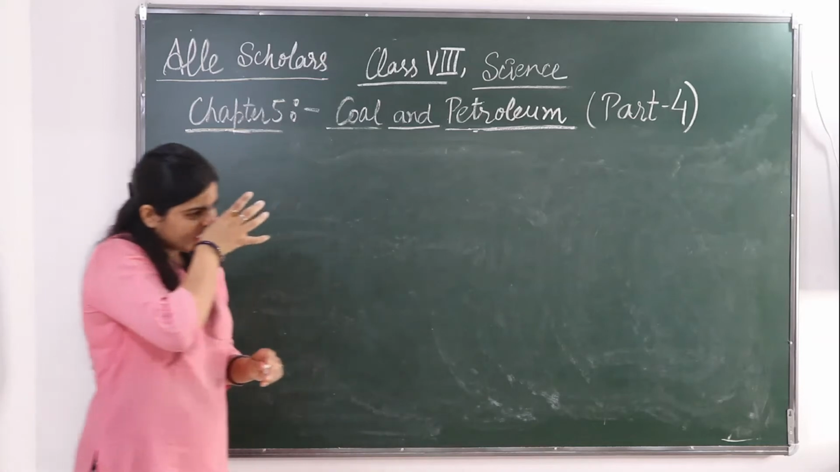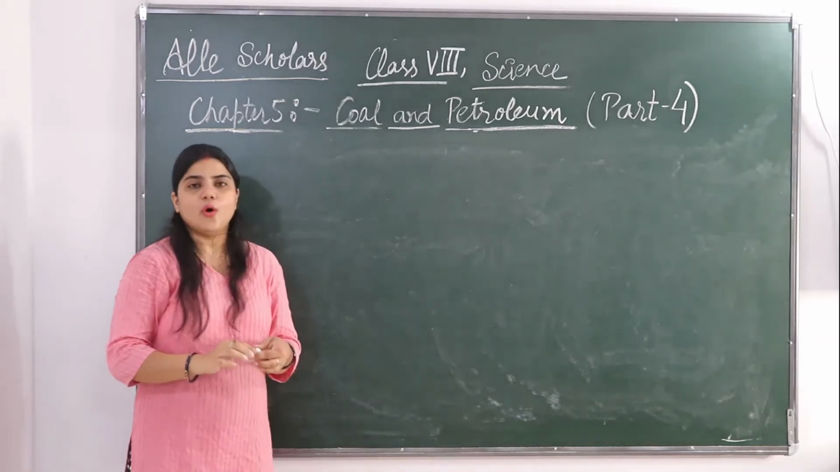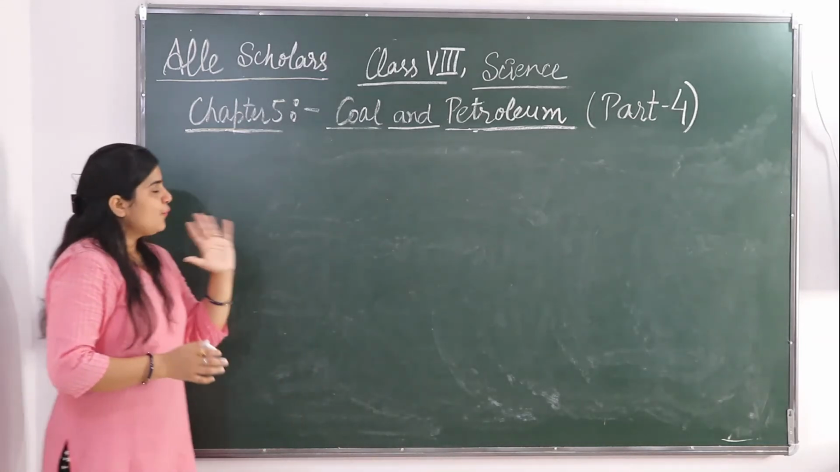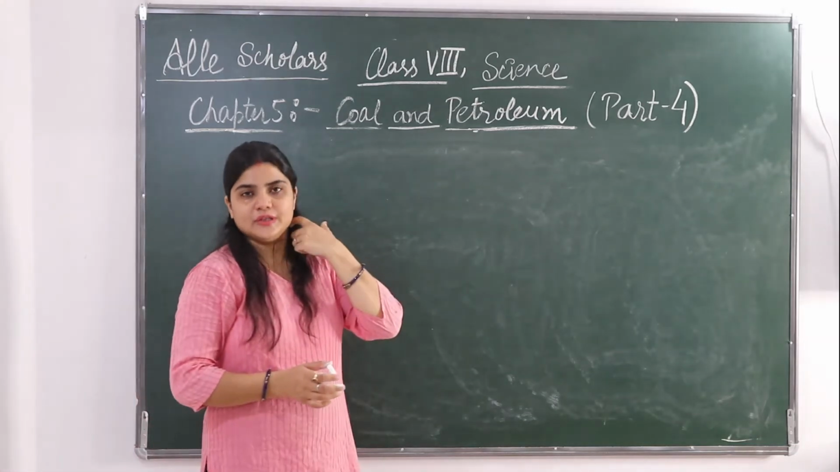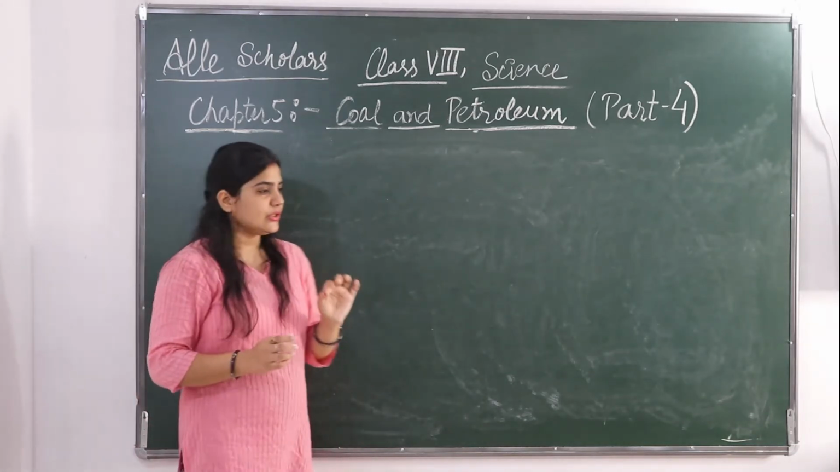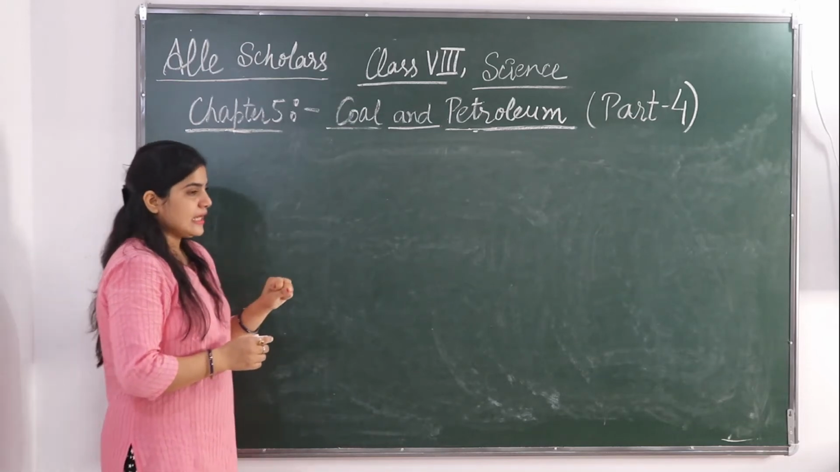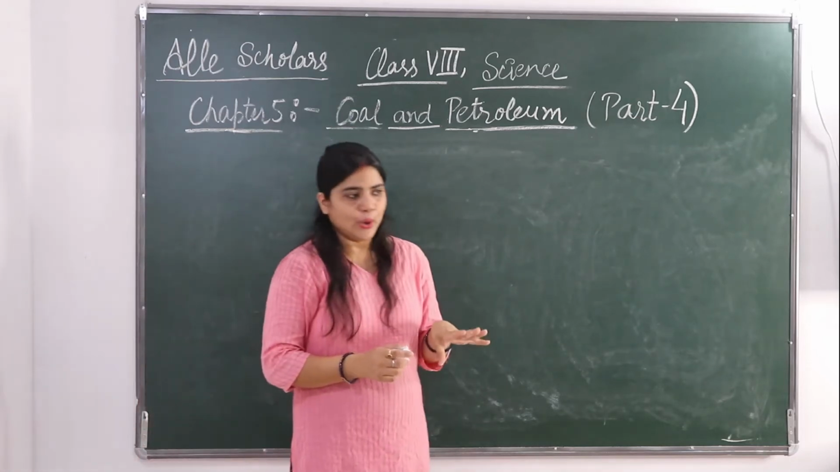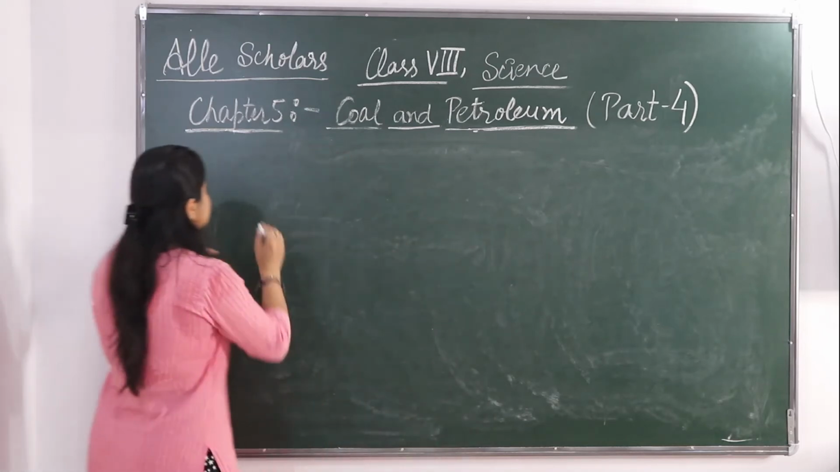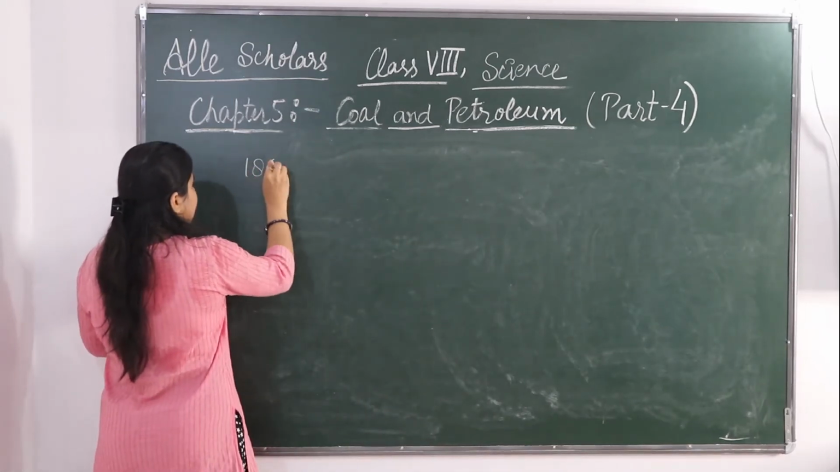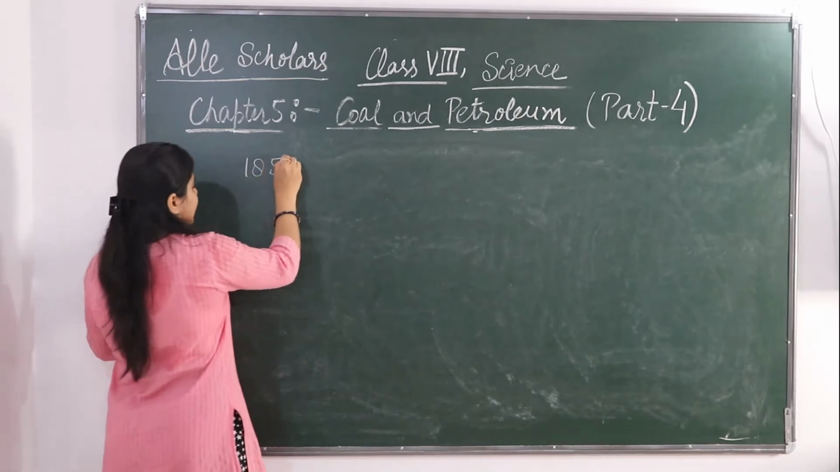Now we will see how oil wells were drilled in different countries. The first oil well was drilled in USA, Pennsylvania, in the year 1869. 1859, not 69.